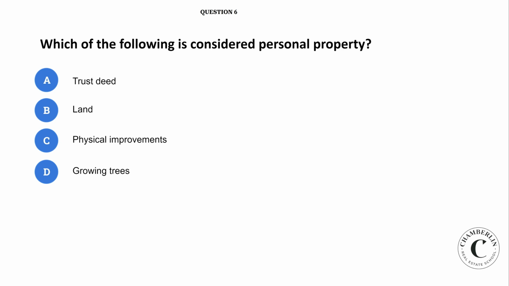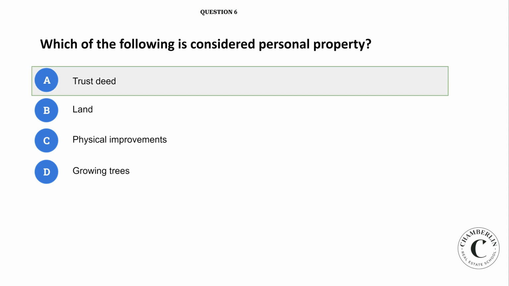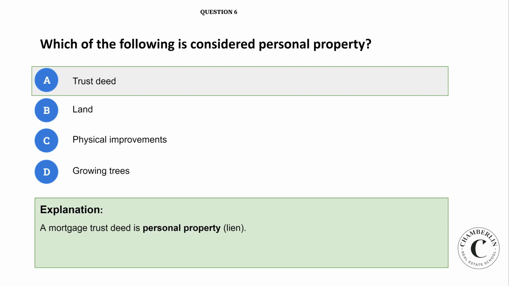Question 6. Which of the following is considered personal property? A. Trust deed, B. Land, C. Physical improvements, or D. Growing trees? And the answer is A. Trust deed. A mortgage trust deed is personal property, a lien.